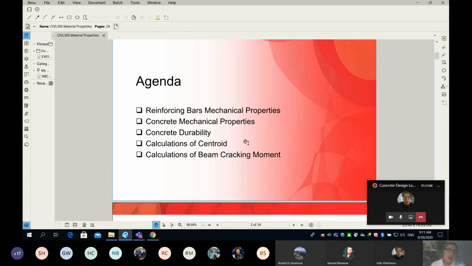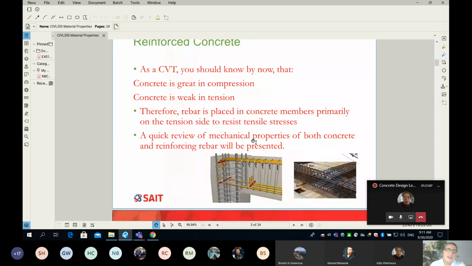Okay. Let's start. So guys, you know that this is a reinforced concrete design course. And because of the design course, we need to understand the mechanical properties of those materials that we will deal with in this class. In other classes, maybe you're learning about steel design. So 100%, you need to know the yield strength of the steel and the modulus of elasticity. Same thing here.